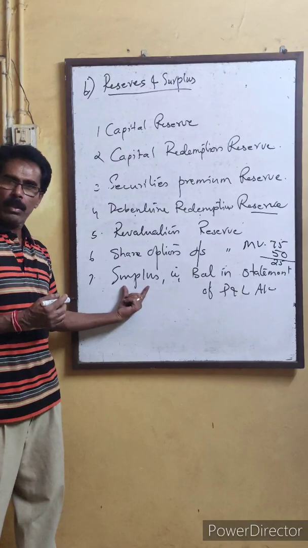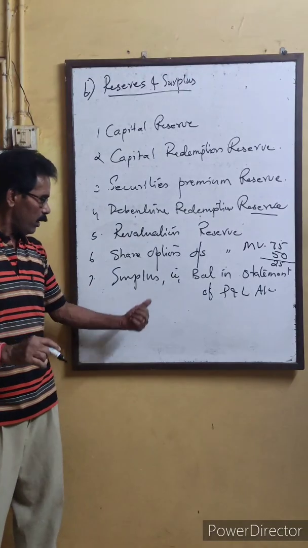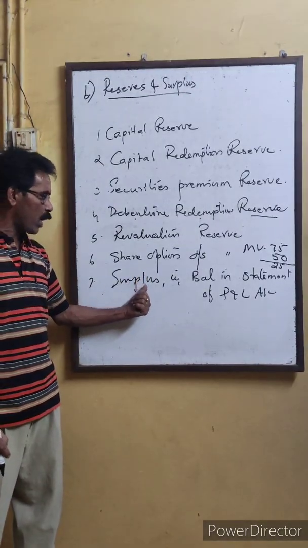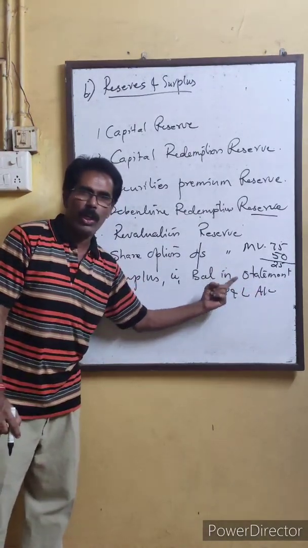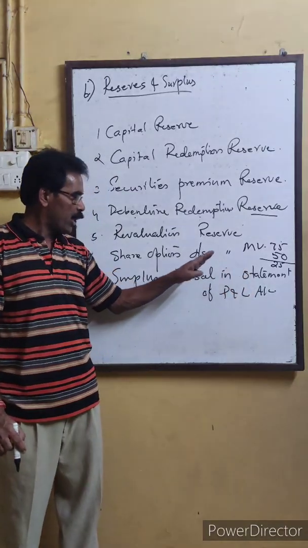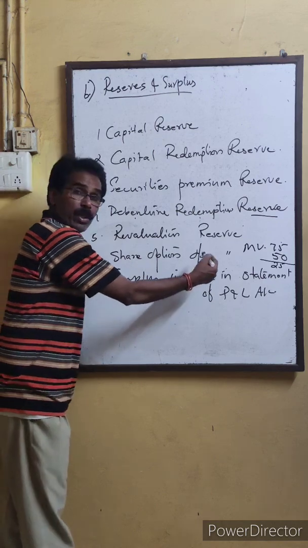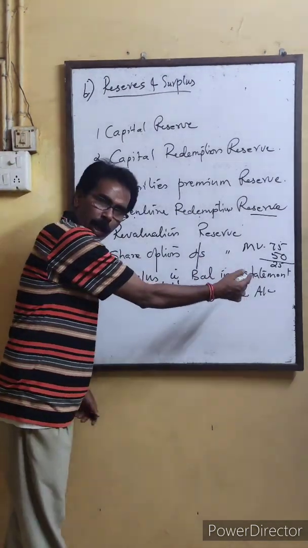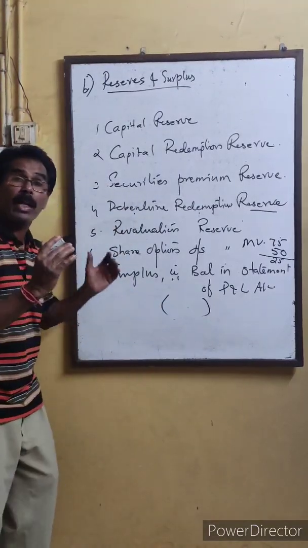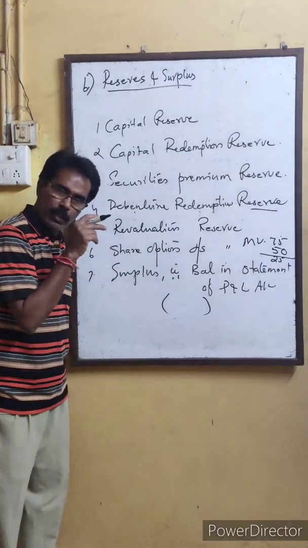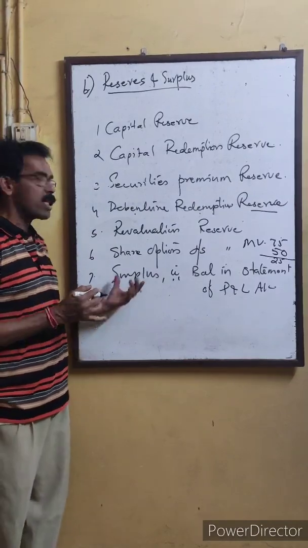Next, surplus. In 11th you studied it as profit or loss, but for companies it is called surplus, that is, the balance in the statement of P&L account. In 11th, for a sole trader, it is called the profit and loss account, and here it is called the statement of profit and loss. If it is a loss, it will be shown as a negative figure in brackets. So if it is given in brackets, it should be considered a loss, and if the amount is shown without brackets, it is considered a profit.